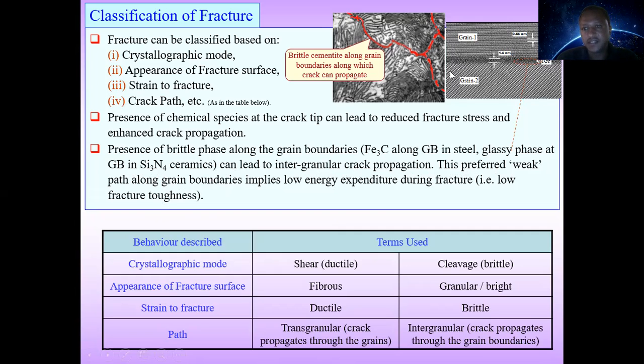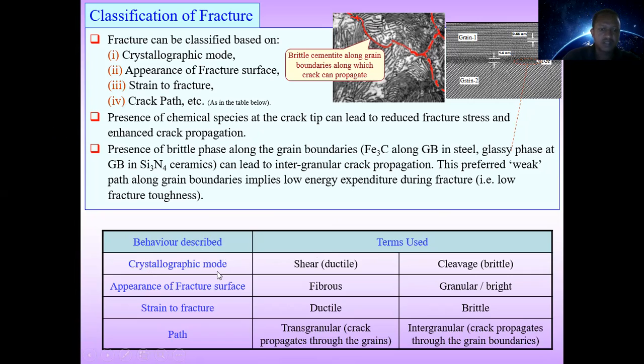So we can see here there is a transition. These are grain 1 and grain 2. There is also a transition here. So this is the weak path along the grain boundary, and there is brittle cementite along the grain boundary along which the crack can propagate.